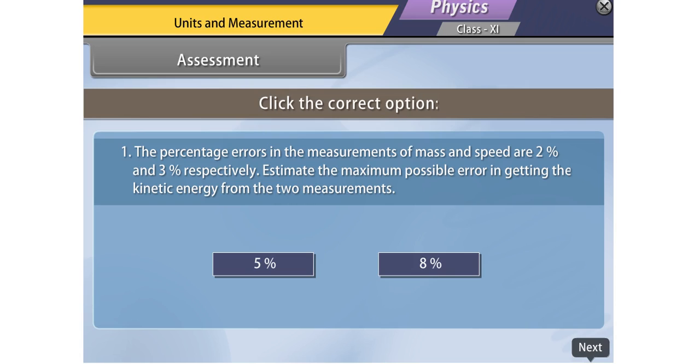Assessment. Before proceeding further, let us know how much have you learned. Click the correct option.